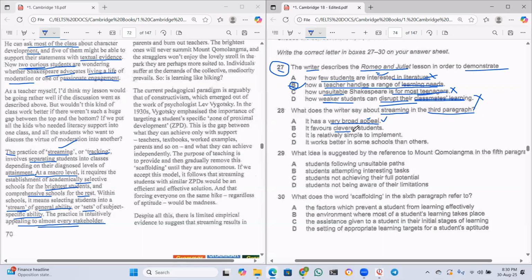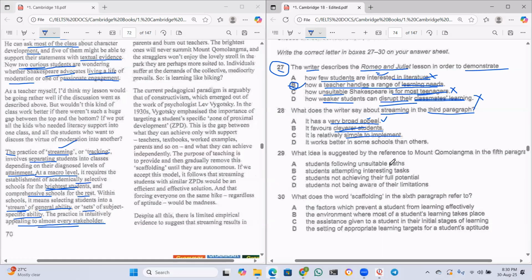It favors cleverer students. So the practice of streaming into classes, dividing. It requires establishment of academically selective schools for brightest students and comprehensive schools for the rest. Now, it is not favoring any particular student, I guess, because he did not say that it is favoring. He just told that there are selective schools for bright students and schools for the rest. Then, it is relatively simple to implement.